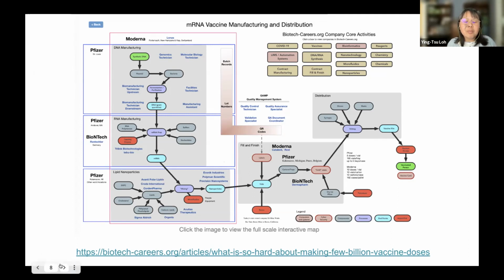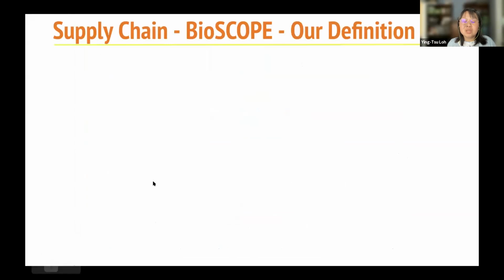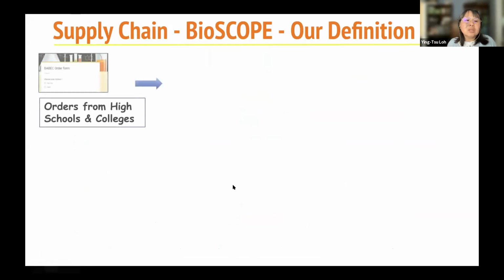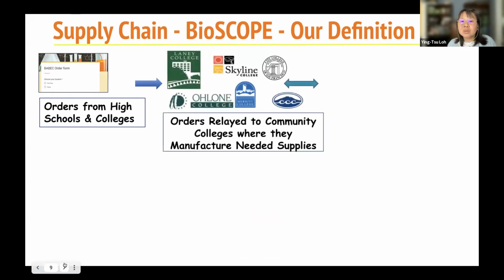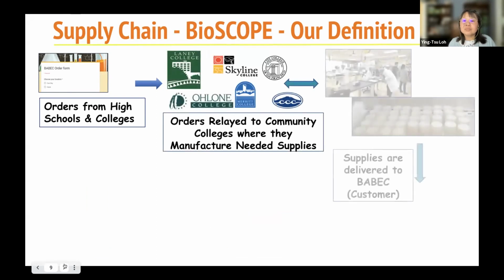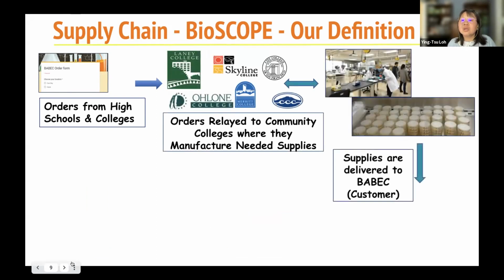And I just want to bring you back now to the level that we are talking about with our supply chain, especially in the Bay Area, which we call Bioscope. So in our supply chain, we get orders from high schools. And I say we as in BayBack. And then we work with multiple community colleges in the area to make supplies. Here's a picture of Skyline College, their awesome facility, everyone doing the right thing with their PPEs. And then the supplies are then delivered to BayBack.